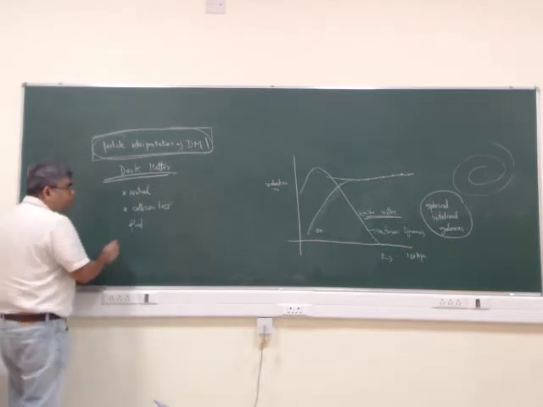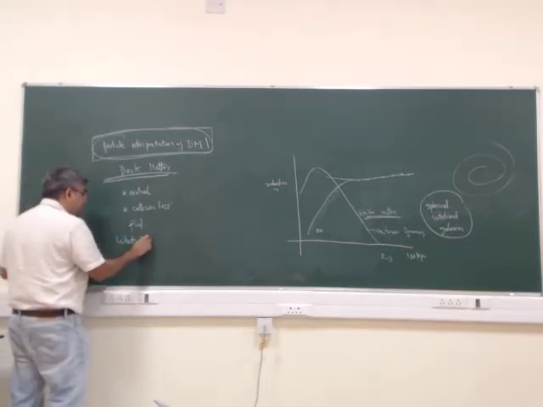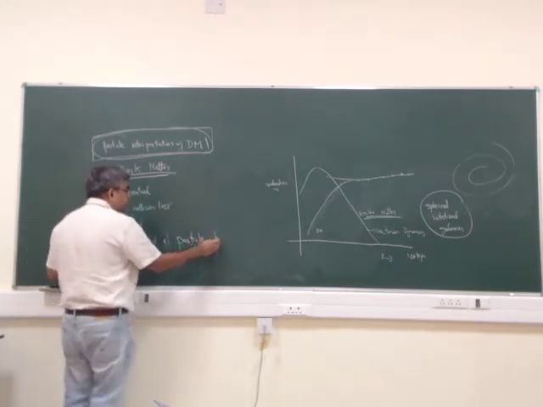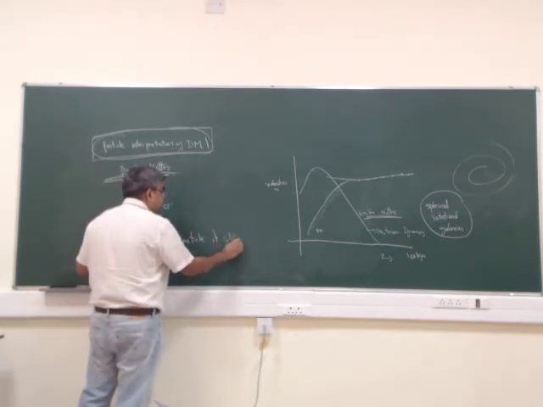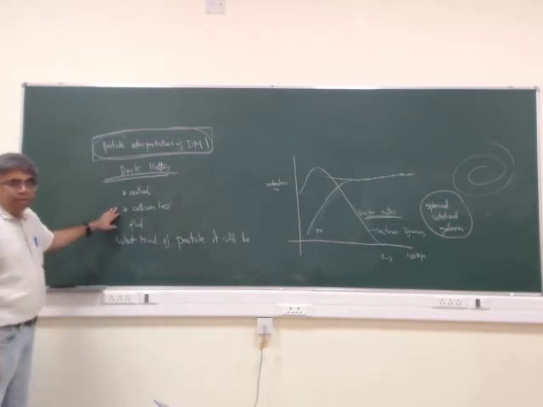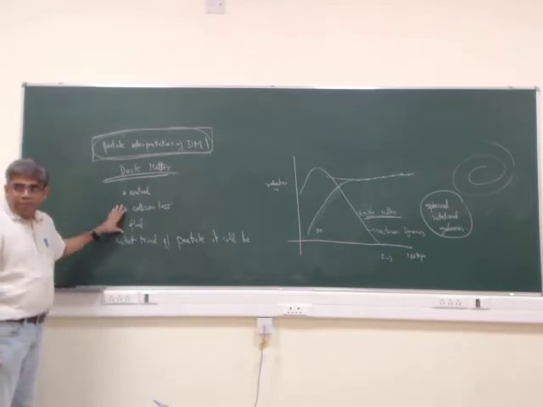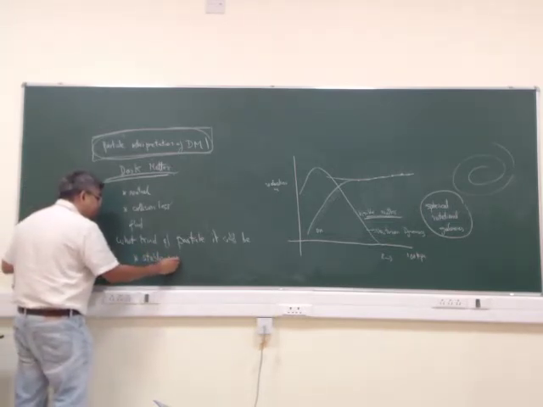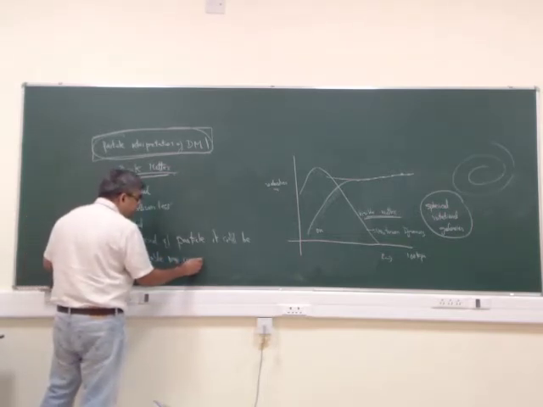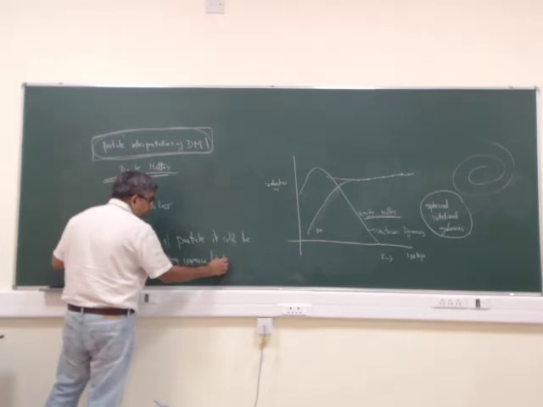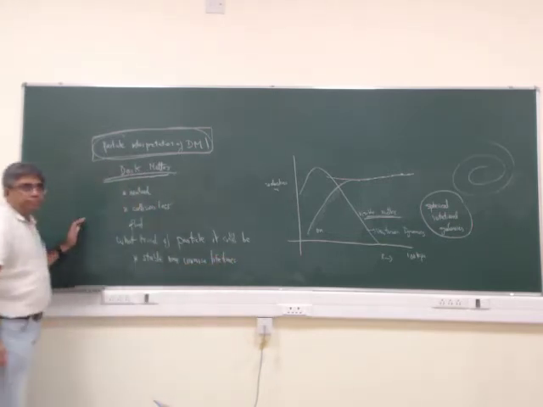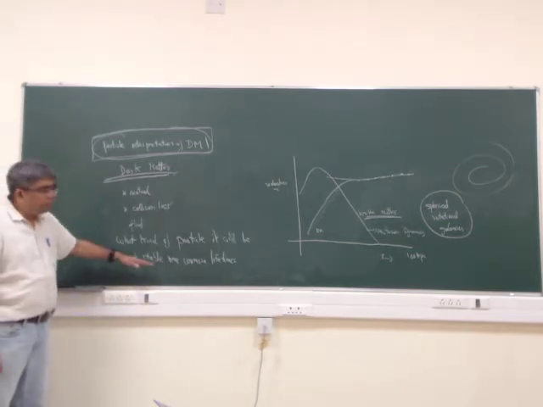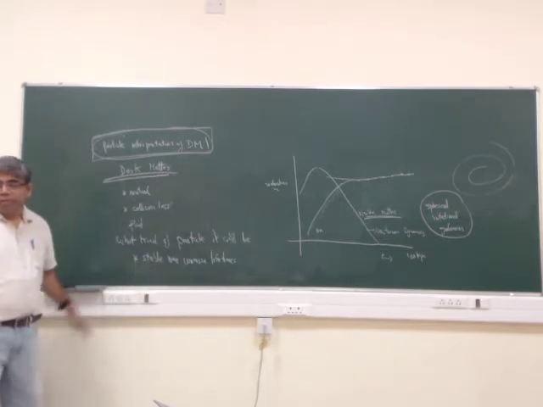So what kind of particle could it be? That is one question. There is also one more most important thing. The moment you assume that it's a particle, it should be stable. This is a very important property of dark matter: it should be stable.